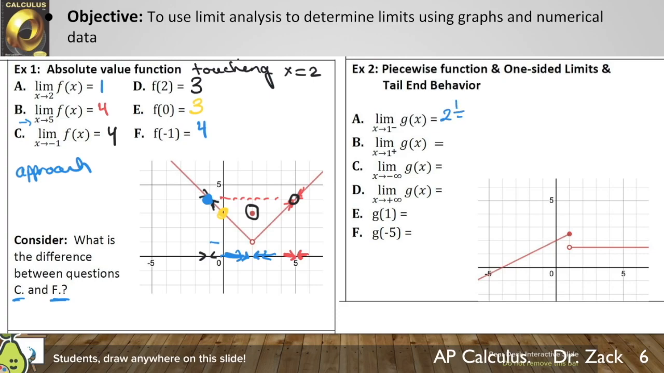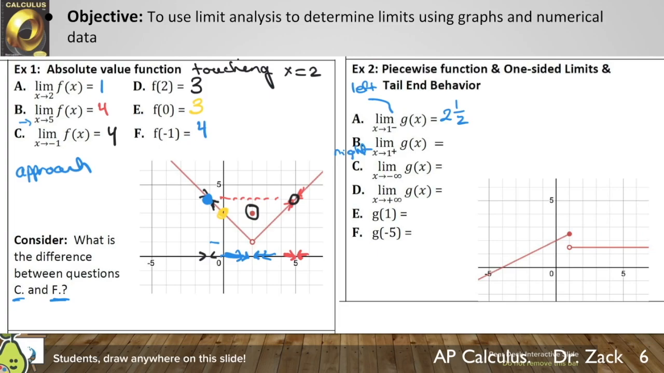Okay, now, if the superscript with a minus sign means left side, then the superscript with the plus sign must mean I'm looking at the right side. So from the right side, let's see here, it looks like from the right I have 1.5.